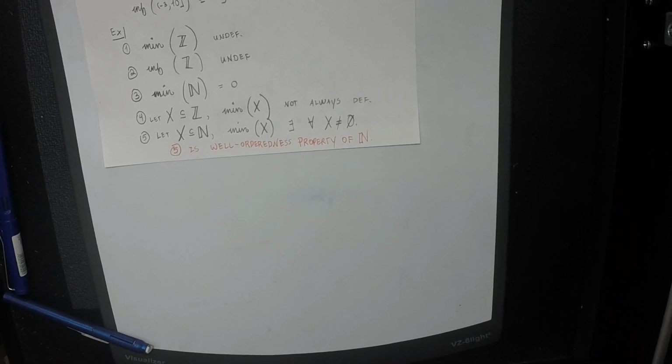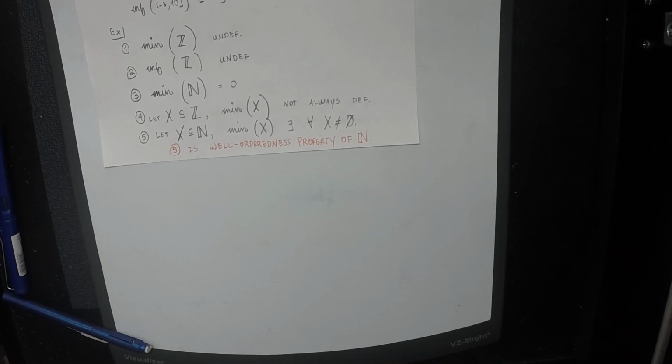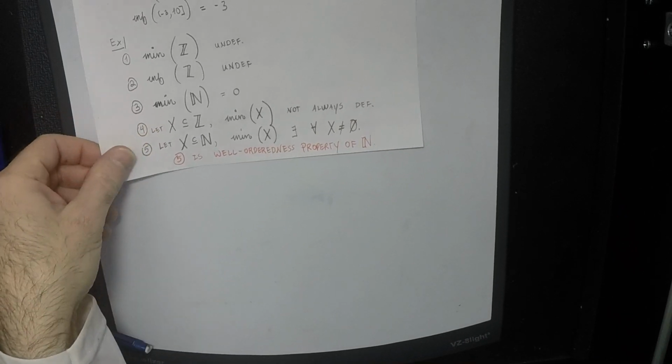Well, is there a least natural? Yes. That's what means that the process is going to stop. That's what causes the algorithm to actually terminate and work. The well-orderedness property of the naturals. Okay, so now we have a name for this thing that we've been using all along.